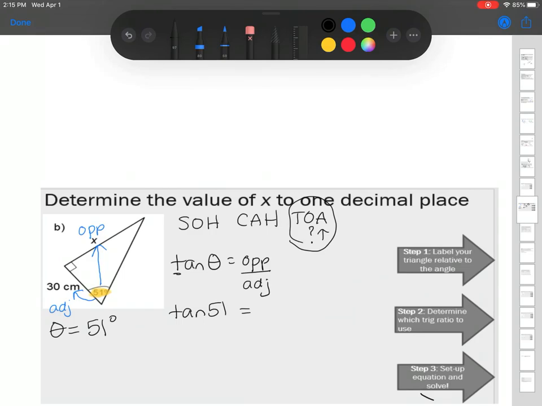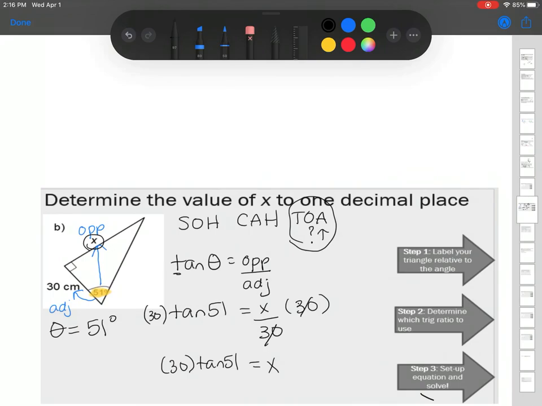So now you have a choice. It does say X here for opposite. You can put the X, or you can leave it as opposite. It doesn't really matter. All right, so now we have a little equation. We have one unknown and we need to solve for it. If we want to get X by itself, then we have to multiply. We're going to do the inverse operation so that these 30s cancel. If you multiply on one side, you have to do the same thing on the other side. So the same principles of solving equations that you would have learned in grade 9 and that we've already reviewed tons and tons of times, right? So now in order to get X, we're going to do 30 times tan 51.